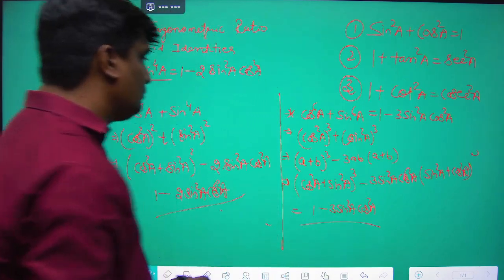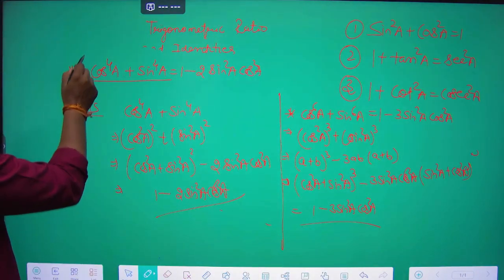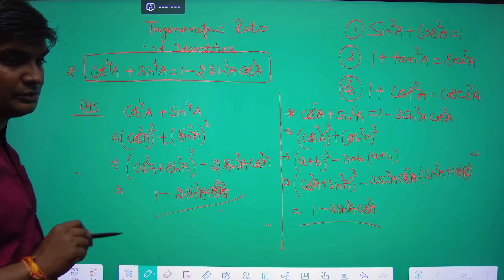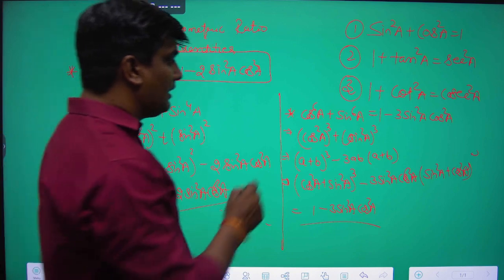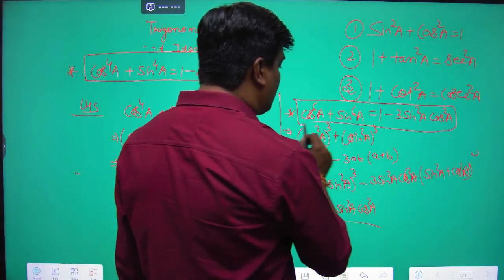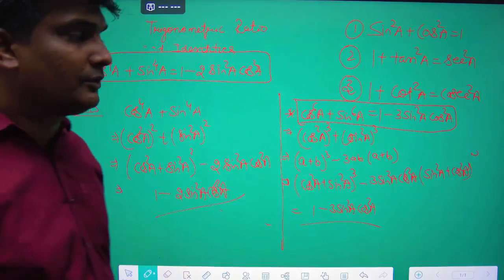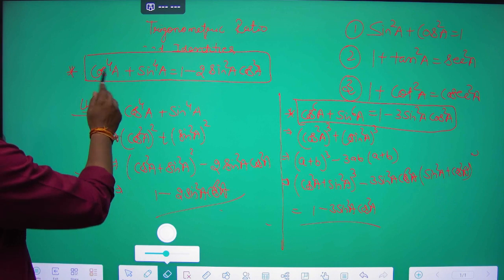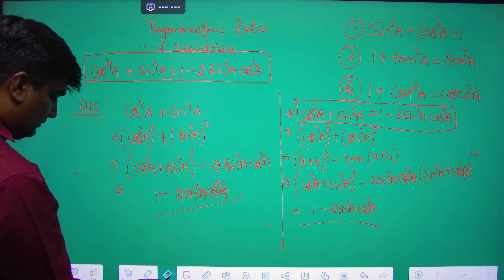Now the two important formulas are: cos to the power 4a plus sine to the power 4a is equal to 1 minus 2 sine square a cos square a, and cos to the power 6a plus sine to the power 6a is equal to 1 minus 3 sine square a cos square a. Now the given problem came in a question in IIT JEE.